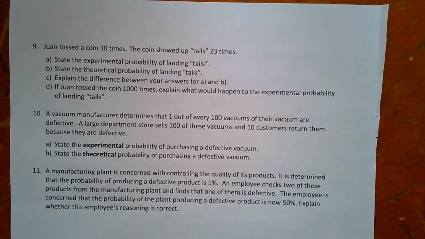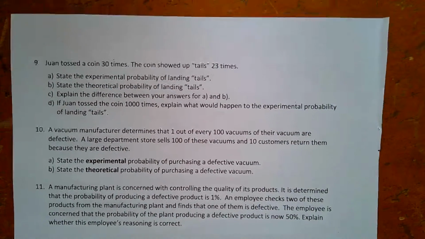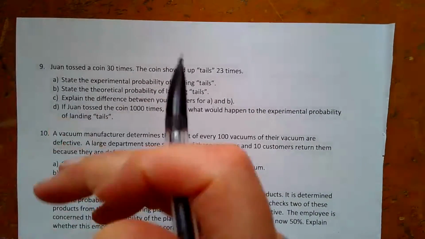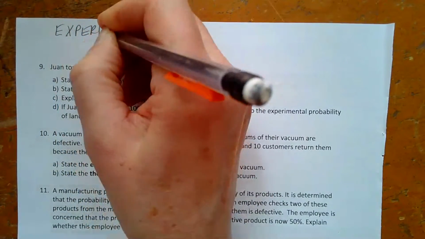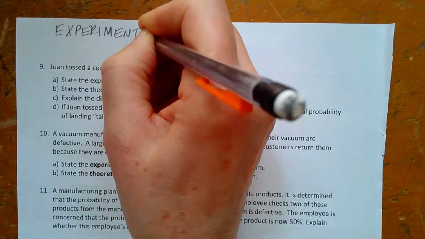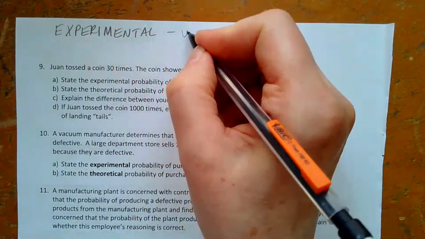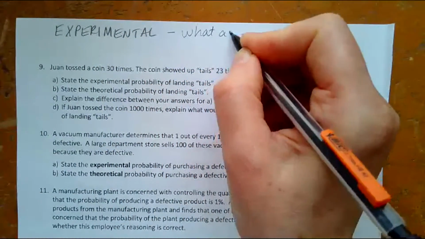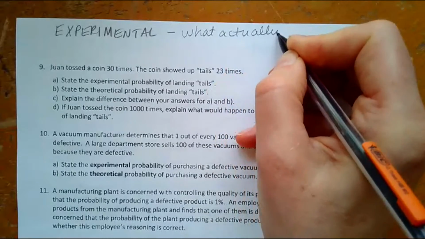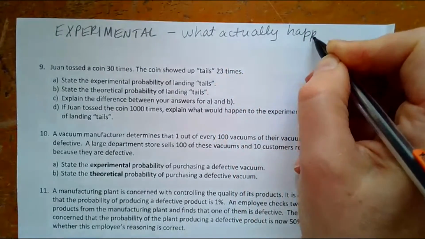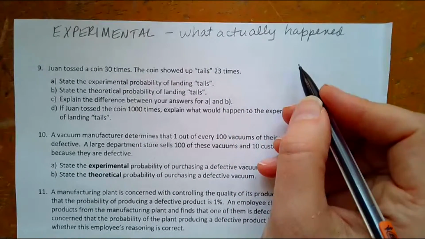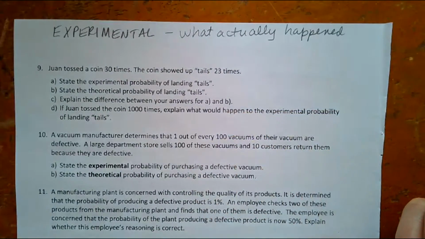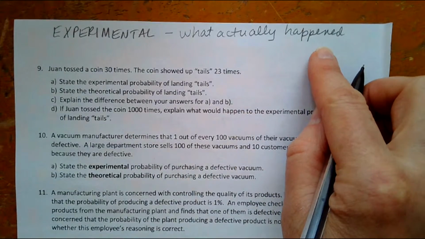Now, I'm going to say one more time, I know we talked about this yesterday, but this is how I define experimental. Experimental is what actually happened, like either from historical data that you've looked at in the past, or you just finished performing an experiment, or someone performed an experiment, and these are the results of the experiment.